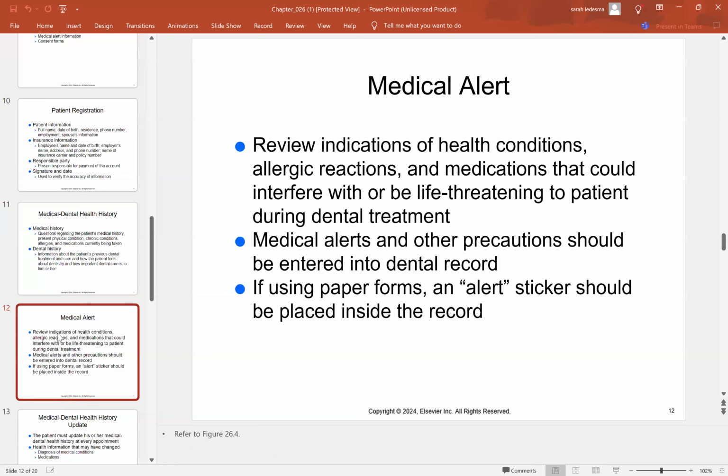Medical alert. Review indications of health conditions, allergic reactions, and medications that could interfere with or be life-threatening to the patient during dental treatment. Medical alerts and other precautions should be entered into the dental record. If using paper forms, an alert sticker should be placed inside the record.